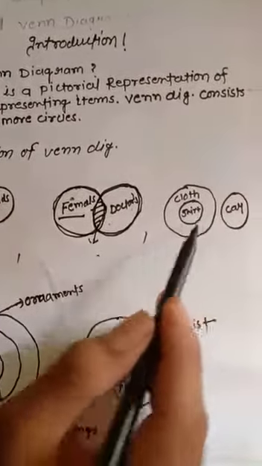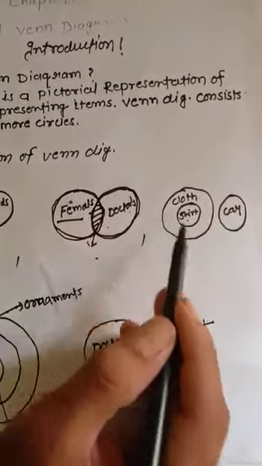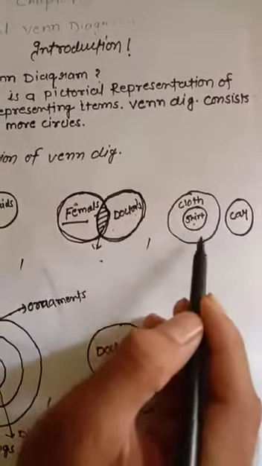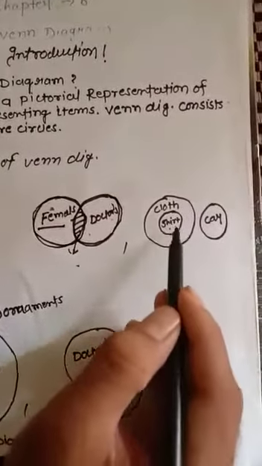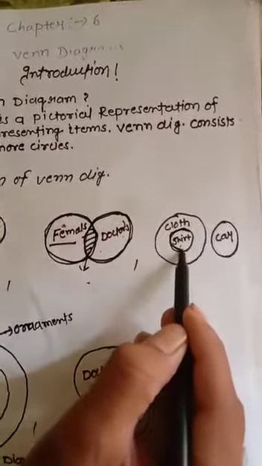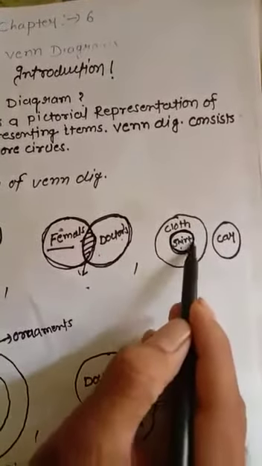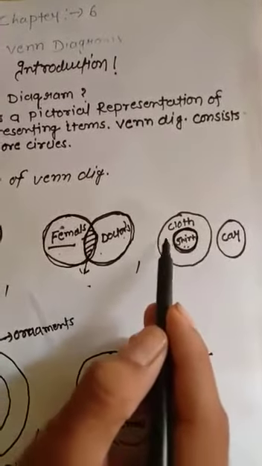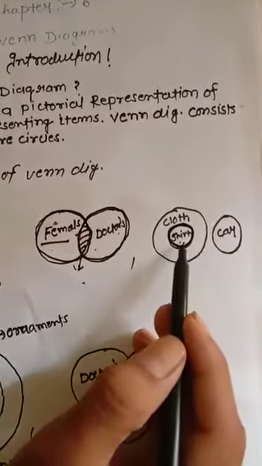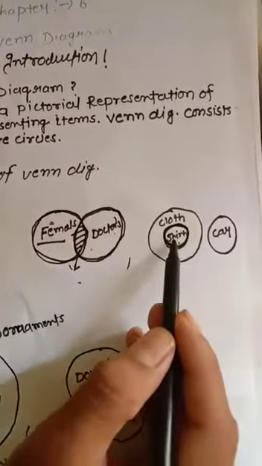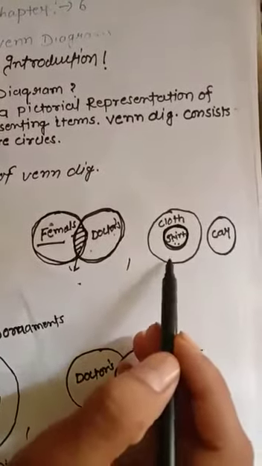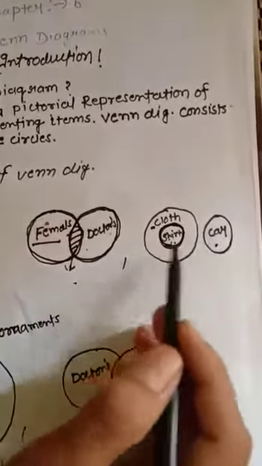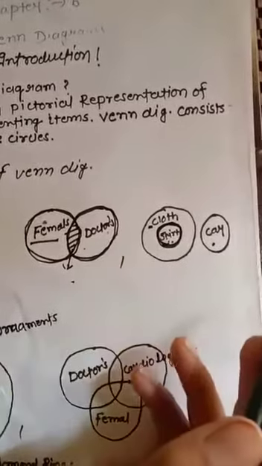Now come to the next one. Here it is mentioned shirt, cloth and car. If any circle comes inside another circle, that means we take the whole part, all the shirts, as we know that shirts are made of cloth. So we can say that all the shirts are cloth, yes, because shirts are made with the help of cloth. This Venn diagram says that all the shirts are cloth, but car doesn't have any relation with cloth or shirts.